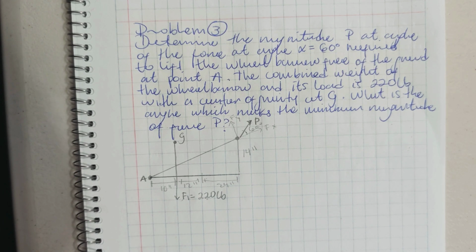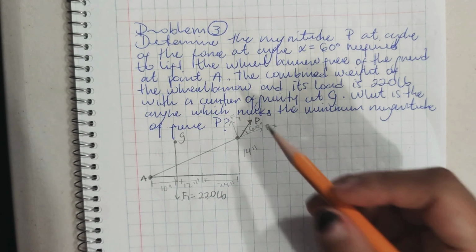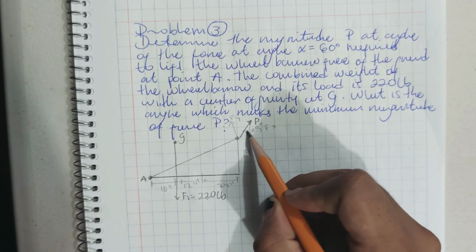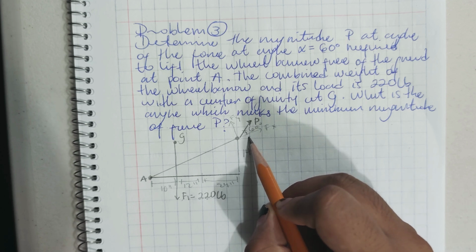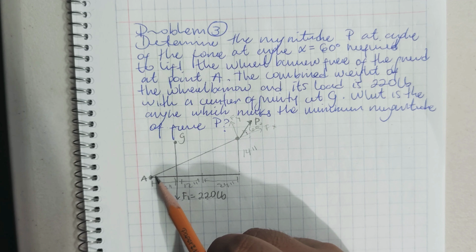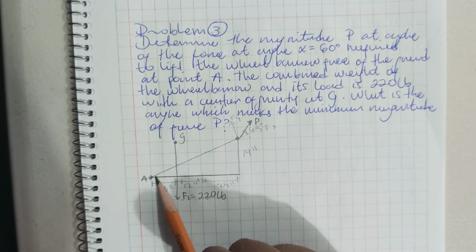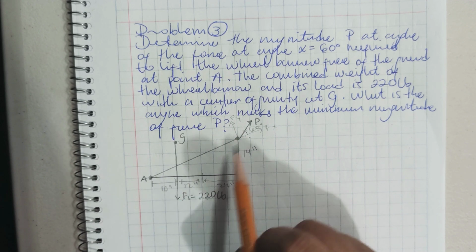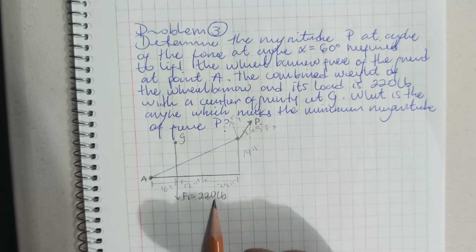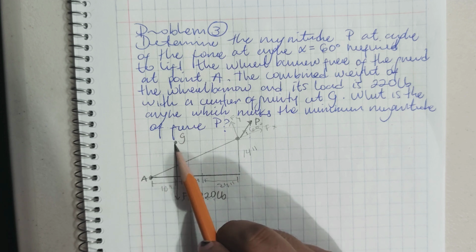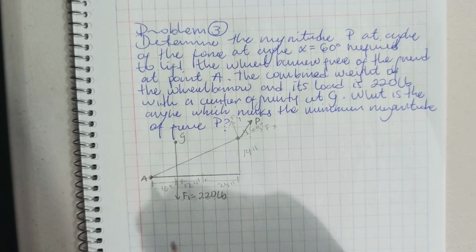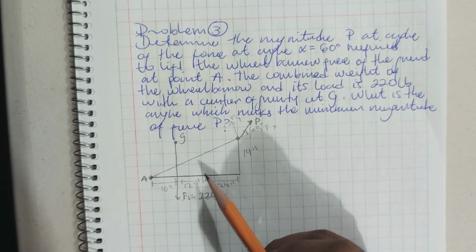Problem 3. Determine the magnitude P of the force at an angle alpha equal to 60 degrees required to lift the wheelbarrow here from the ground at point A. The combined weight of the wheelbarrow and its load is 220 pounds, with a center of gravity at G. What is the angle which makes the minimum force, the minimum magnitude of the force P?